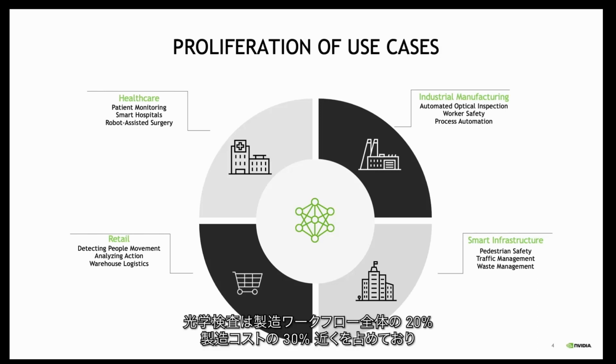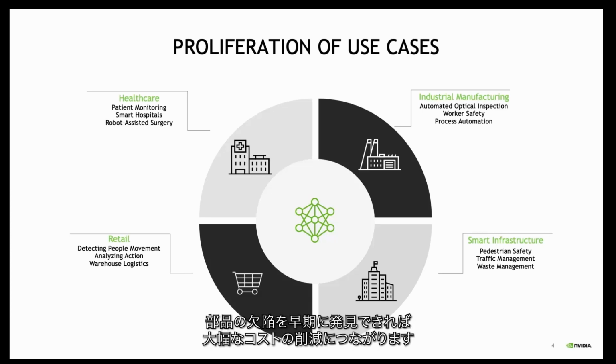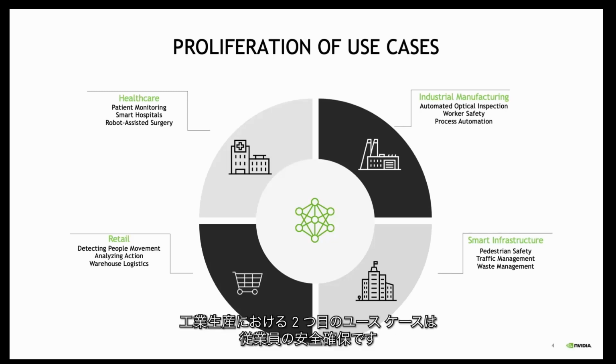Optical inspection is 20% of the manufacturing workflow and nearly 30% of the manufacturing costs. What that really means is that if you can detect the defects in parts early enough, you can save tons of money. Think about a second use case in industrial manufacturing, worker safety. This is big. This is a big deal.